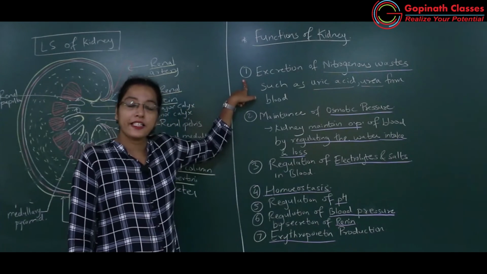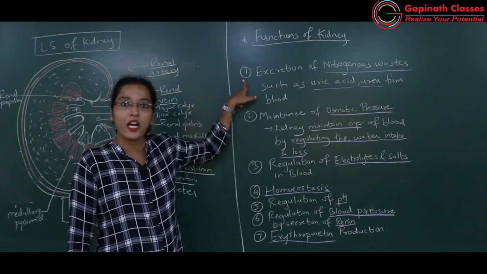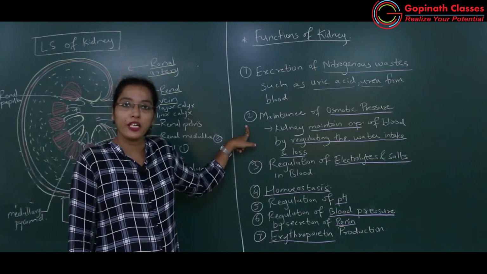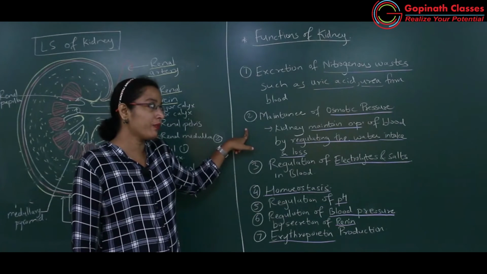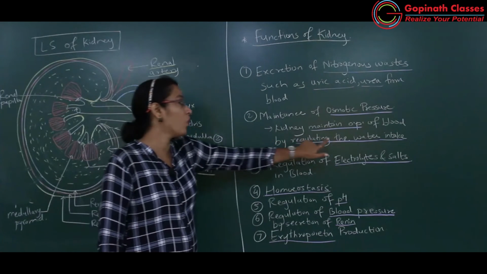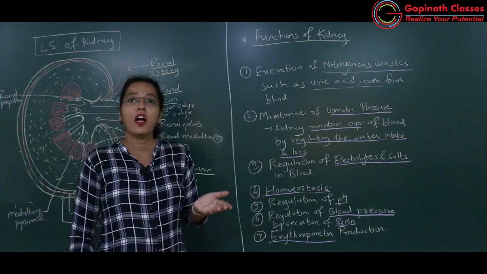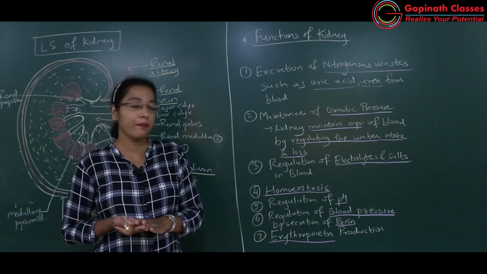First is excretion or elimination of the nitrogenous waste in the form of urea and uric acid. Second, maintenance of osmotic pressure. How is the osmotic pressure maintained? By regulating the water intake and loss. Depending upon that, either the urine excreted will be hypotonic or hypertonic.